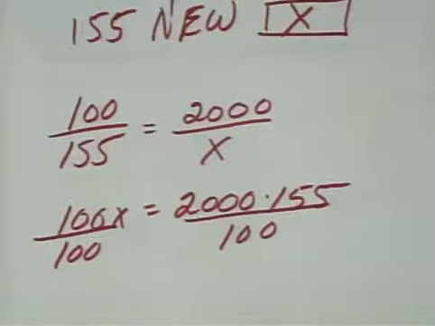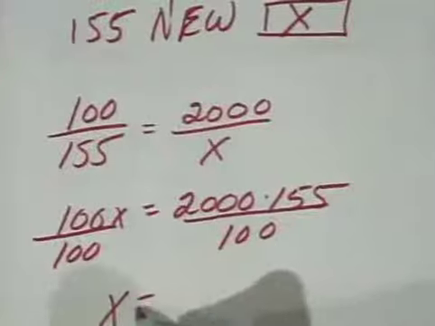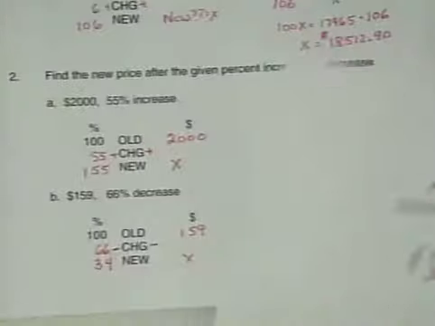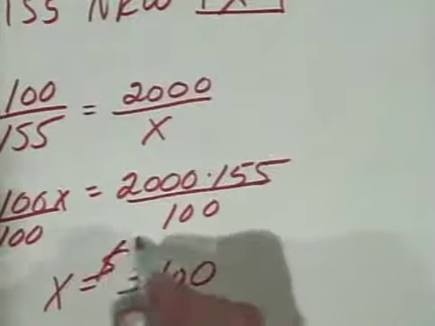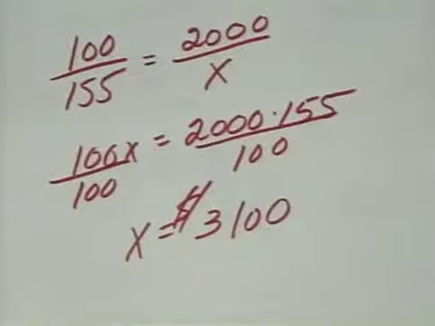What did we come up with? If this was $2,000 worth of stock that had gone up 55%, how much money are we going to have now? $3,100. Very good. That's what I got when I was doing this at home before I got here. Next problem.